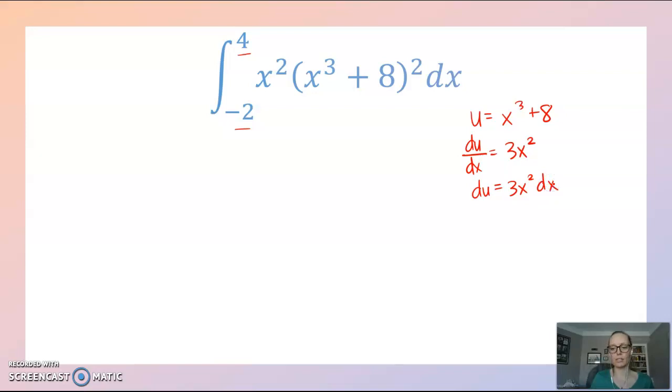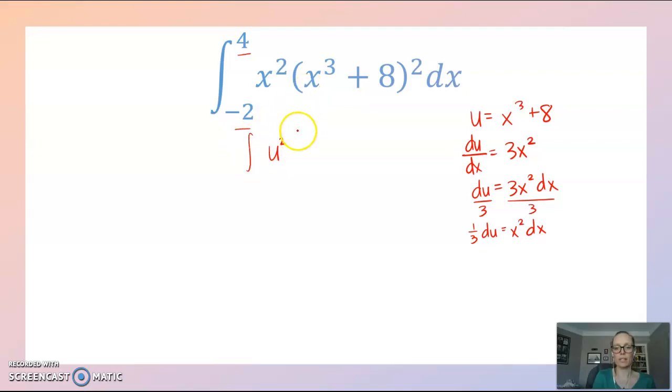And here I should start to see that we're going to have to move the 3 over so that we can substitute properly. And so 1/3 du is going to be equal to x squared dx. So let's begin doing some substitution here. That x to the third plus 8 gets substituted with u, so I have u squared.